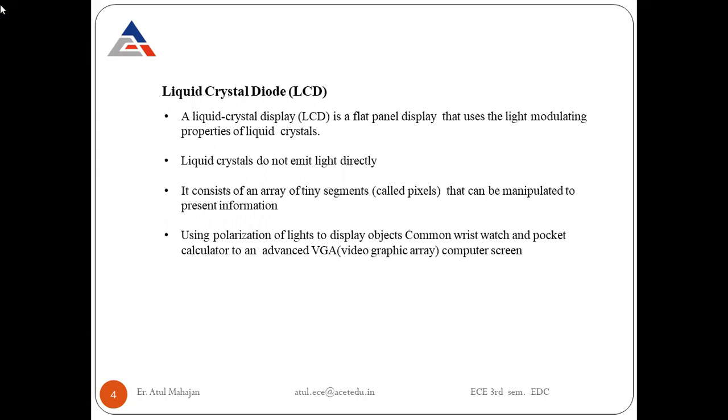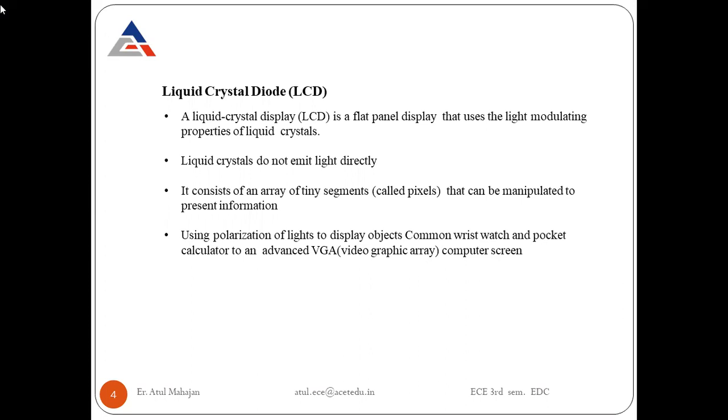So we can manipulate, or bring a modulation in, the crystal structures or the tiny segments of those crystal structures, which are called pixels, and we can present our information by using those tiny segments. Now, we use polarization of light to display objects, from a common wristwatch and a pocket calculator to an advanced VGA videographic array computer screen.